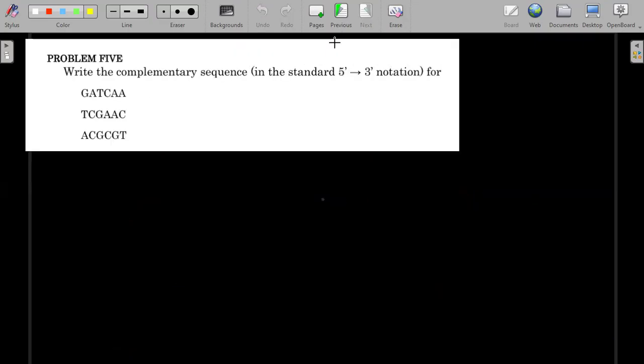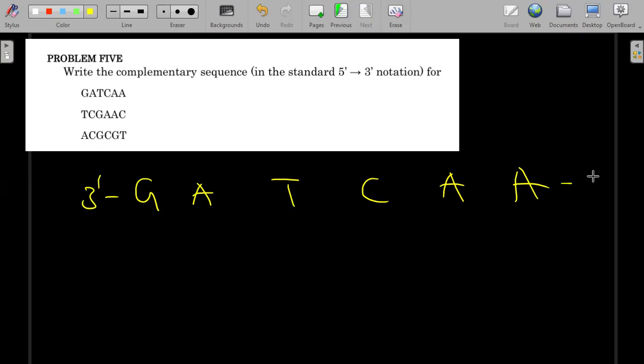Then we go to the last question, where they're saying, write the complementary sequence in the standard 5' to 3' notation for this sequence here. The first one has G, A, T, C, and then A, A. So this is the sequence that we have. How can we write the complementary strand? We know that the original strand here is going from 3' to 5'.